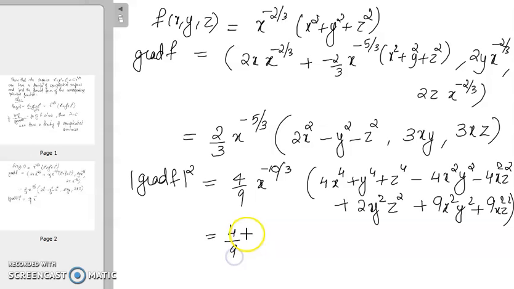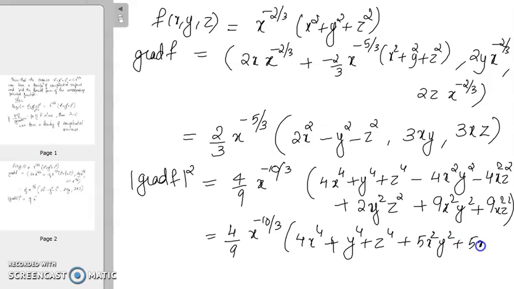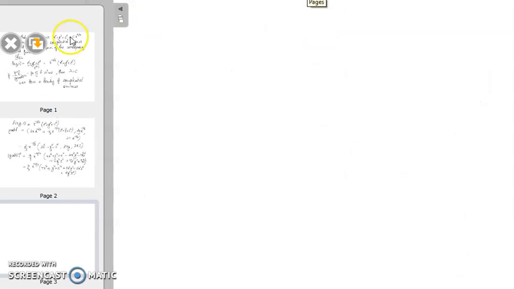So that will give you 4 by 9 x raised to minus 10 by 3. Simplifying, you will get 4x raised to 4 plus y raised to 4 plus z raised to 4 plus 5 x square y square plus 5 x square z square plus 2 y square z square. Now this can be written as, so this will be equal to 4 by 9 x raised to minus 10 by 3.